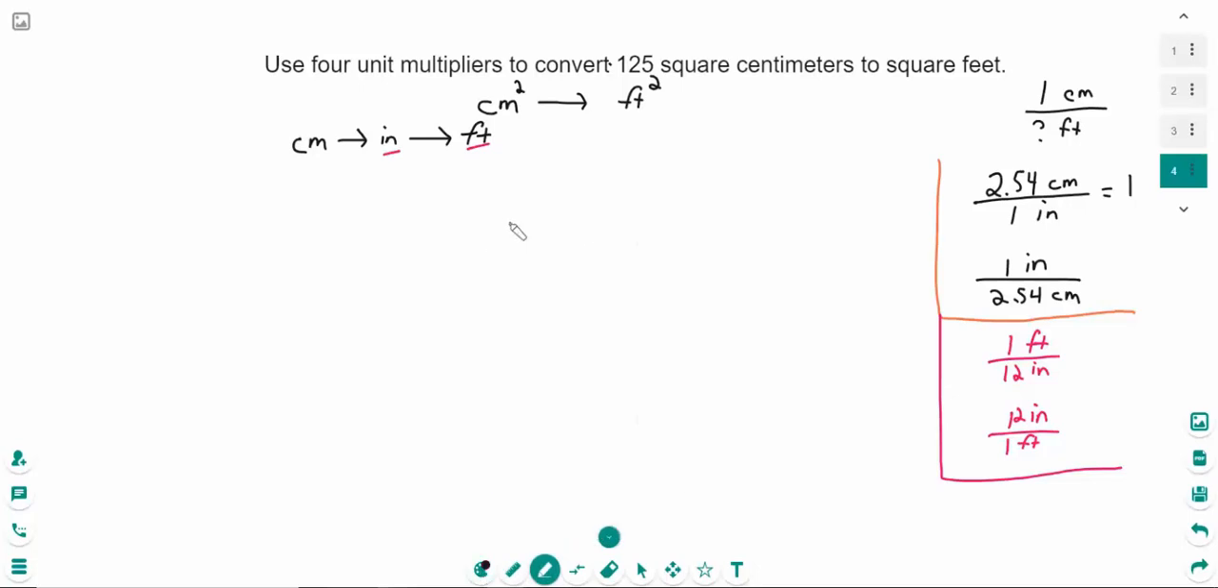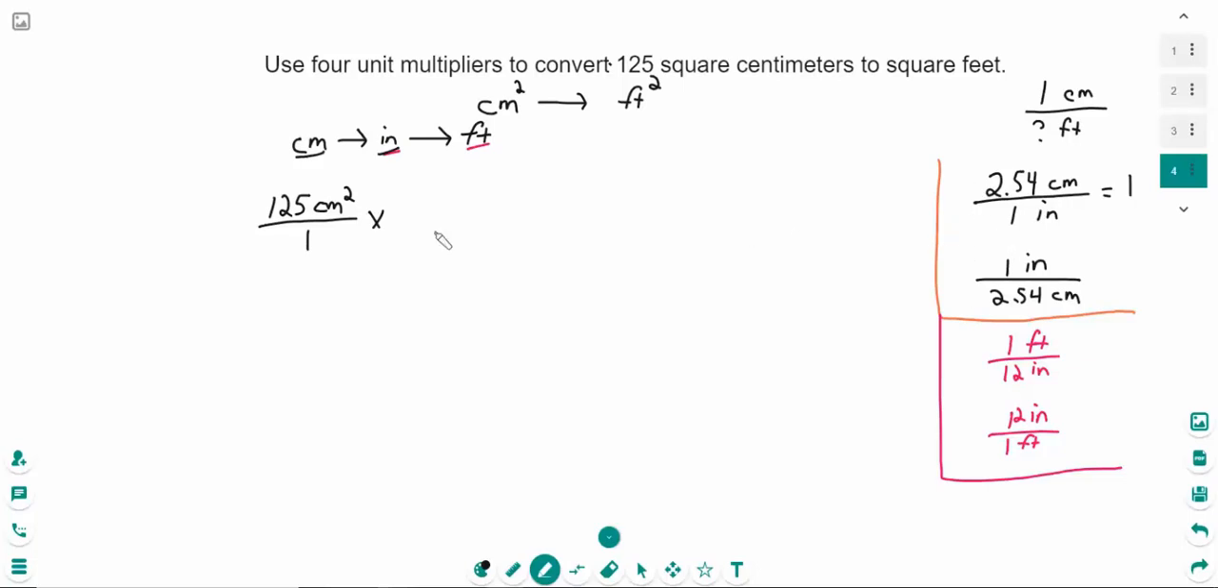So let's go back to black here, and we're starting with 125 square centimeters. So 125 centimeters squared, and we're going to write that over 1. All right, what are we going to multiply it by? What unit multiplier? Now remember, we're trying to go from centimeters to the inch to start with. We're not jumping all the way to the feet. So if we go centimeters to inch, which one should we use?